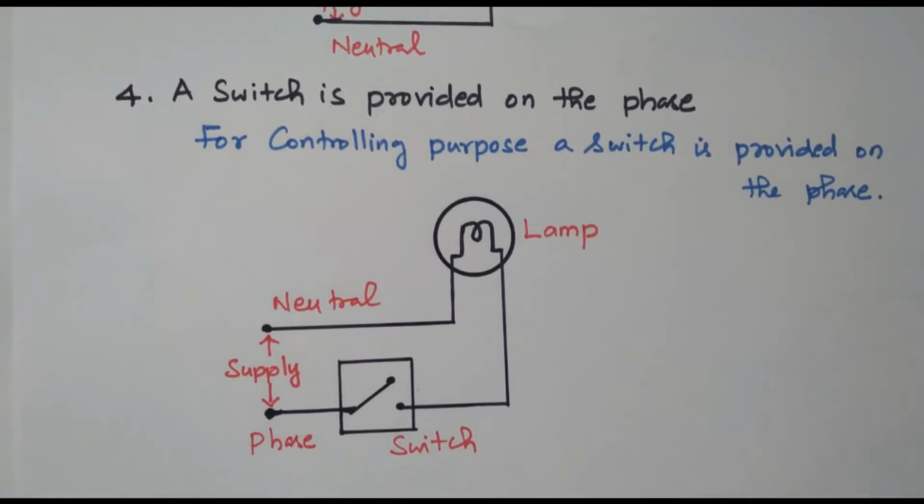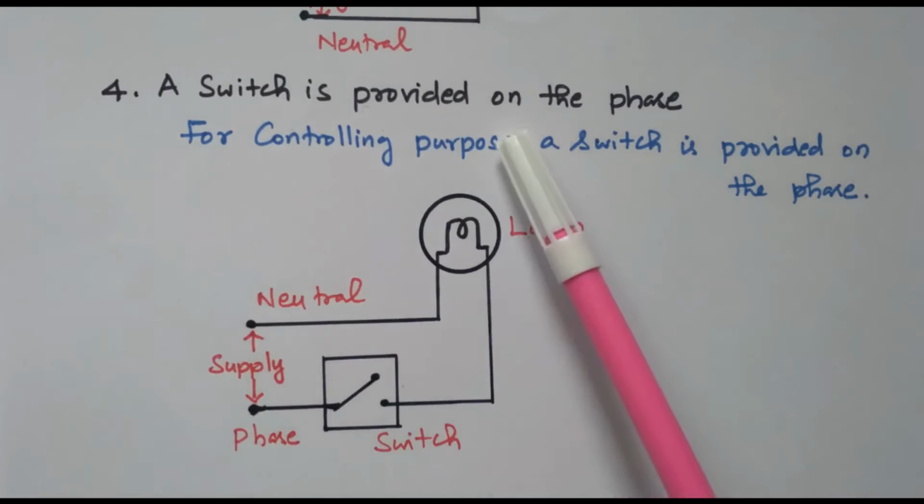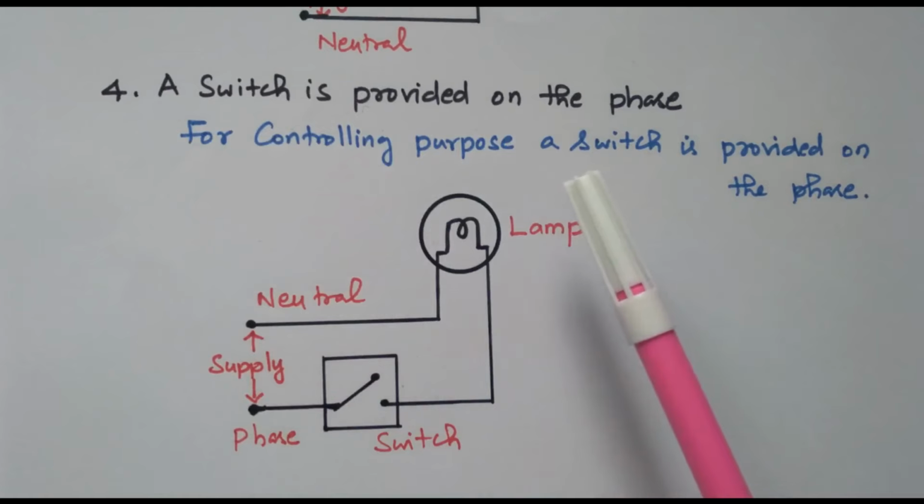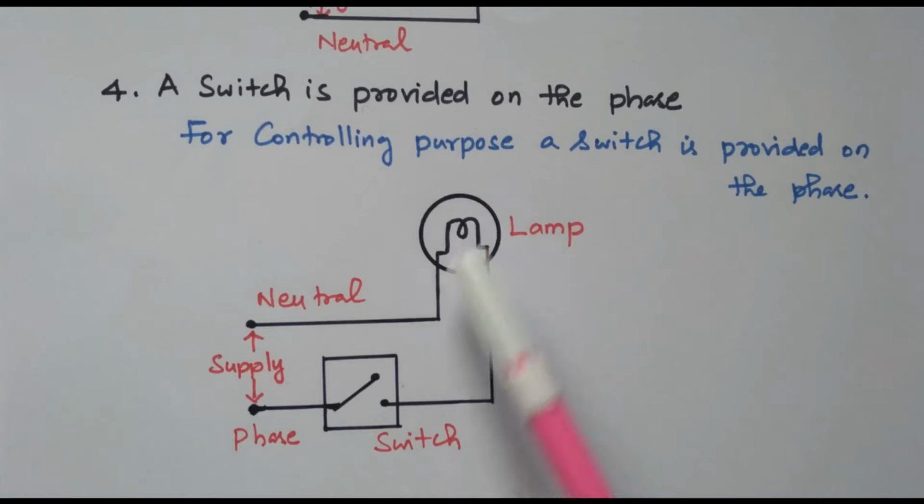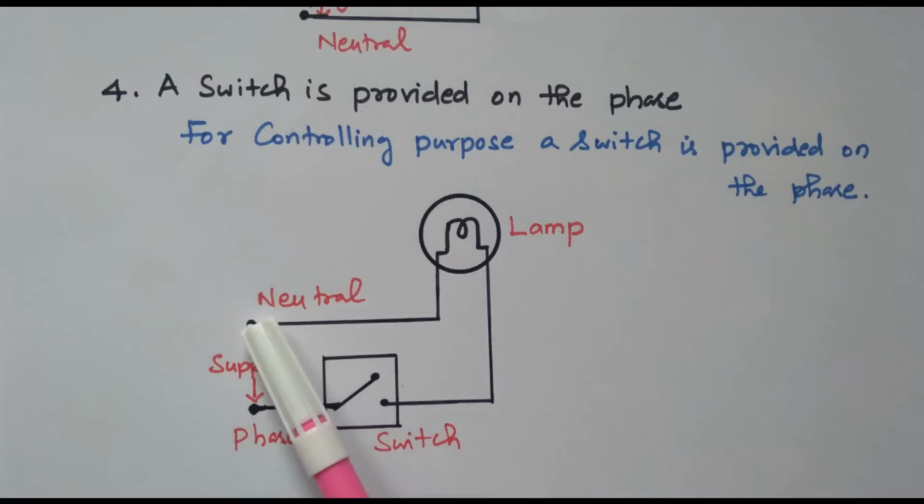The same connection, but with a switch provided for the lamp. Because in the previous connection, when the supply is given, the lamp is always glowing. Suppose we want to control the lamp, we can connect it through a switch. The lamp has two terminals. One terminal is connected to the neutral. Another terminal is connected through the switch. Switch is the equipment to connect or disconnect.